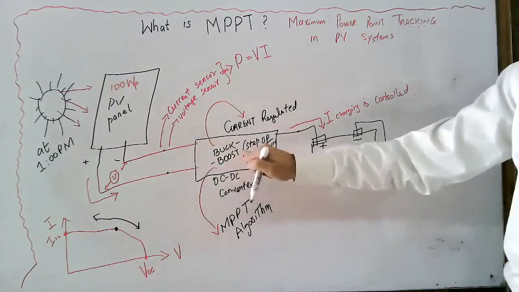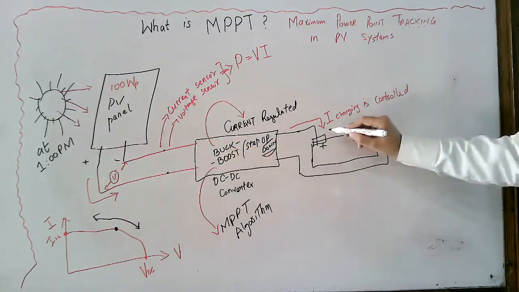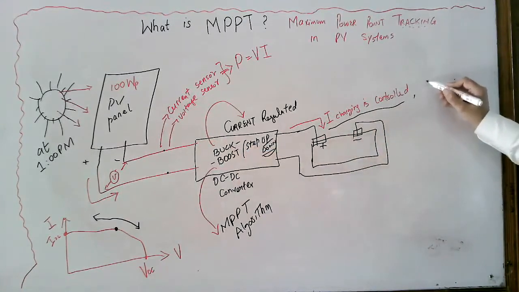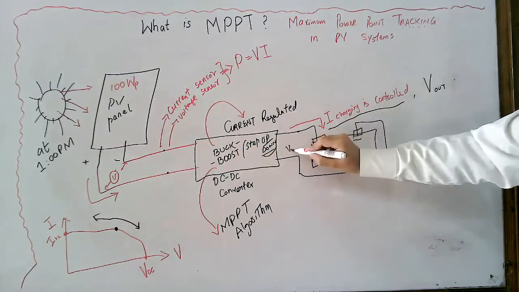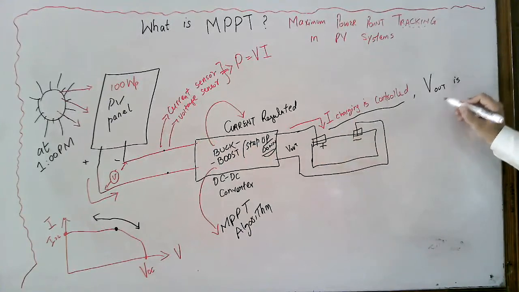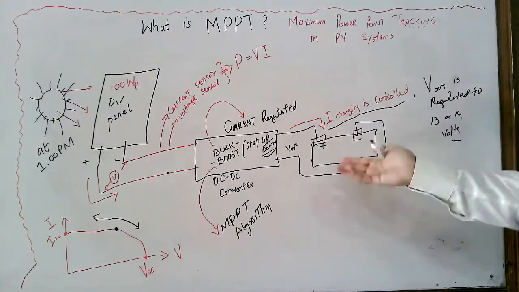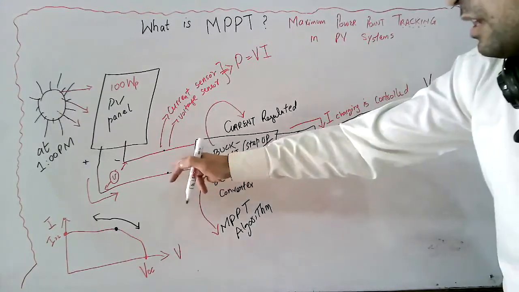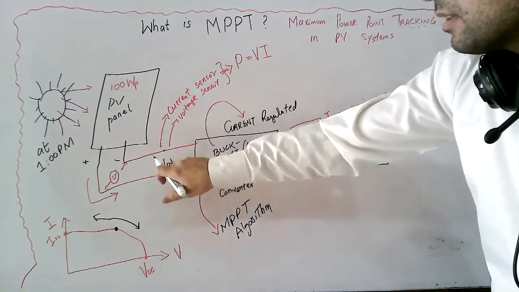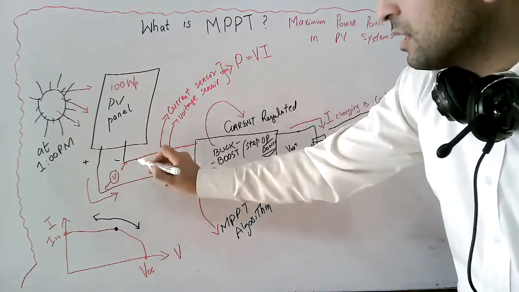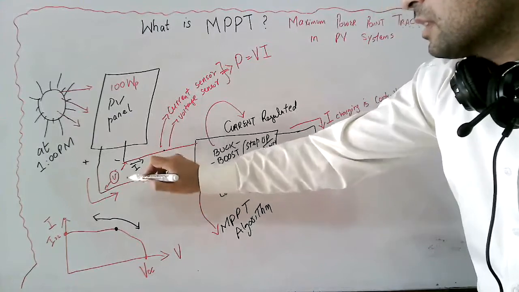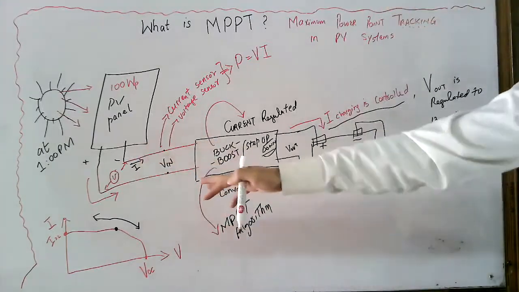It is doing one more thing. It is also regulating the voltages. Charging current is controlled, as well as V output. Here this V output is regulated to 13 or 14 volts, because you have to charge the battery. But this input voltage, V input, and this current, I input, the product is always computed.